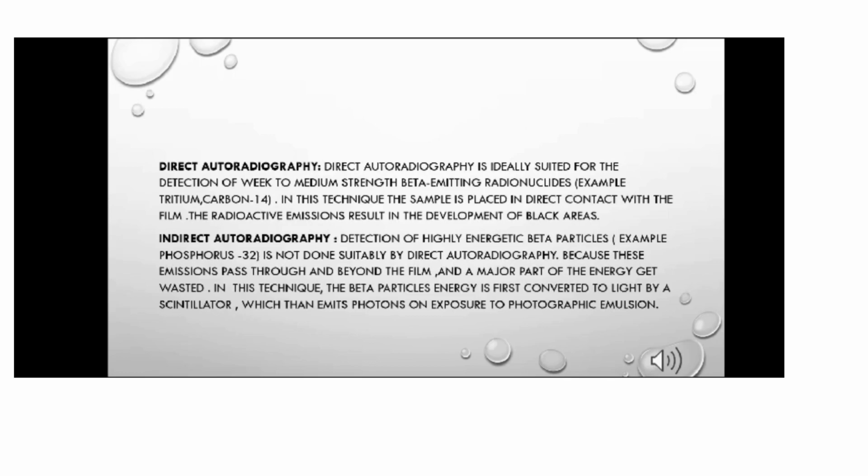Indirect autoradiography. Detection of highly energetic beta particles, for example phosphorus 32, is not suitable by direct autoradiography because this emission passes through and beyond the film, and a major part of the energy gets wasted. In this technique, the beta particle's energy is first converted to light by a scintillator, which then emits photons that are exposed to photographic emulsions.